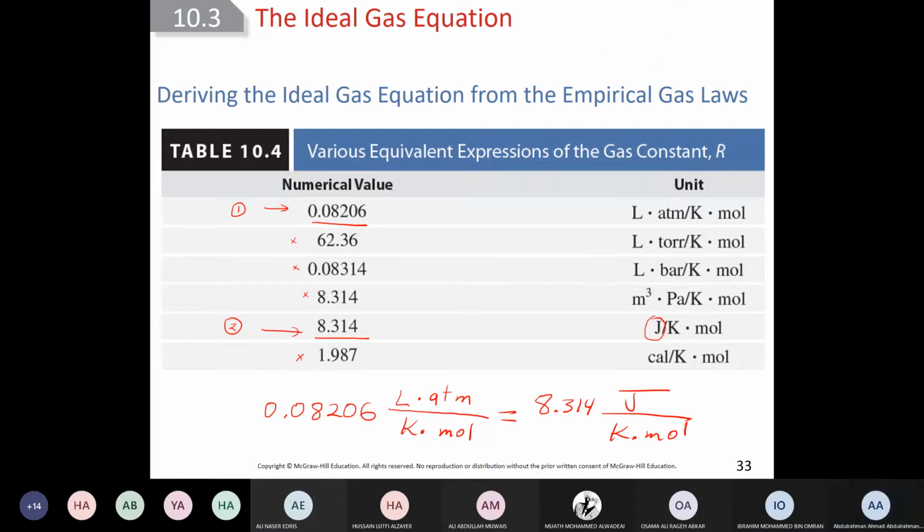Good. I want you from this to tell me, what can we conclude? We can get rid of K and mole. What will be left for us? 0.08206 liter atmosphere equal to 8.314 joule. If we have 1 joule, then how many liter atmosphere is this? We divide this by 8.314. Go ahead, give me an answer.